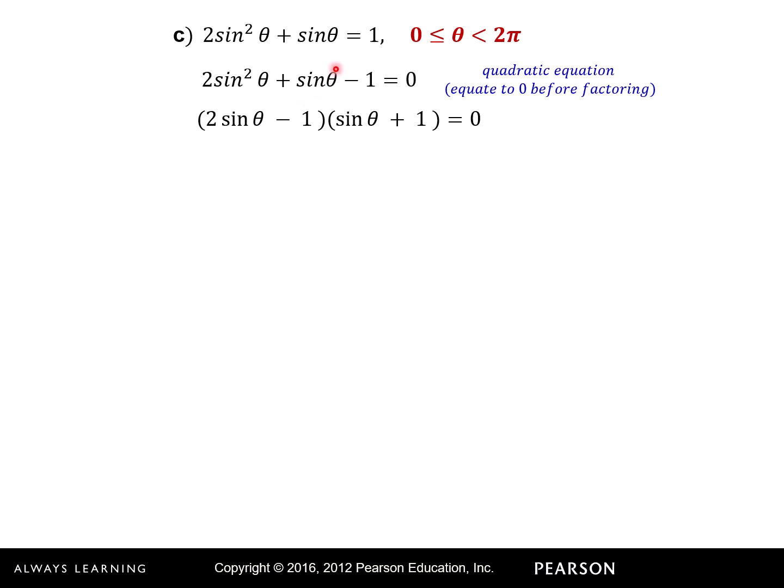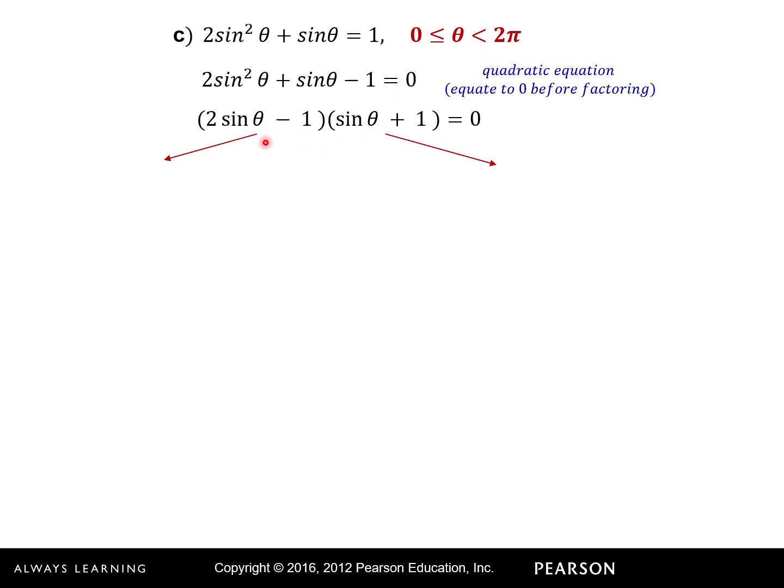Then to check for the middle term, we have to multiply the inner terms. -1 times sine is negative sine, and the outer terms, which is 2 sine theta. So the inner is negative sine theta, and then 2 sine theta is the outer terms. If we add that, it's equal to sine theta. So that is correct.